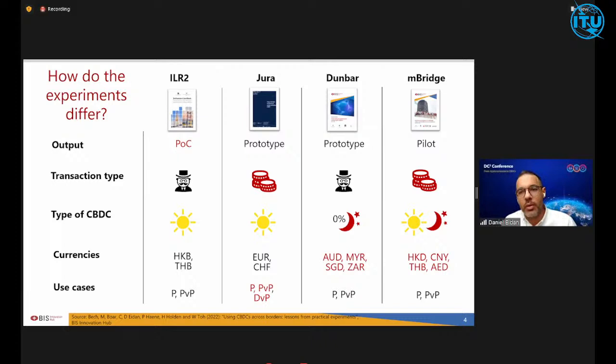The currency types are, of course, relative to the different project members. We have Hong Kong dollar and Thai baht in the Inthanon-LionRock 2, euro and Swiss franc in Jura, Australian dollar and others, four different currency types in Dunbar and four different currency types in mBridge. So Dunbar and mBridge are the larger of the projects. And then for the use cases, you can see a mix of simple payments, payments versus payments, and also in Jura, delivery versus payment use cases that were supported in the project.